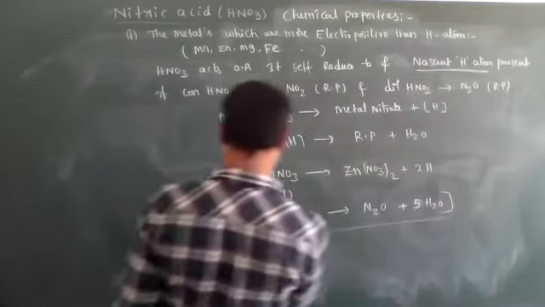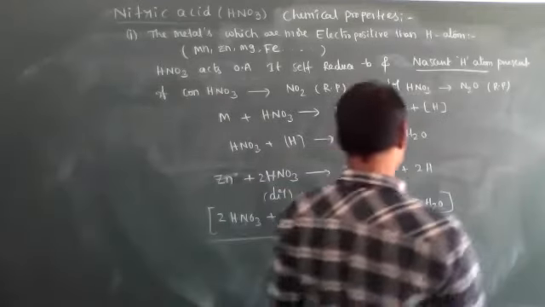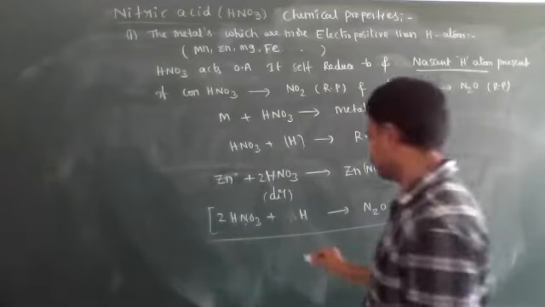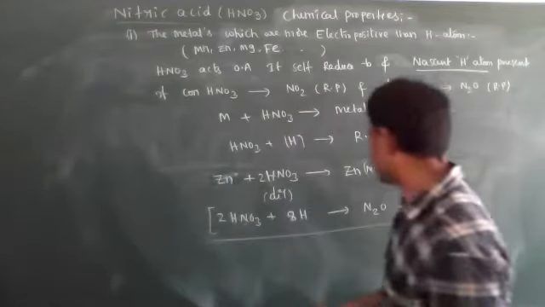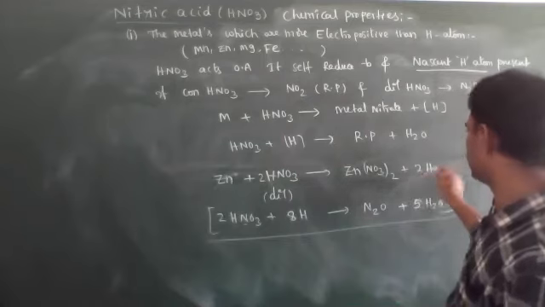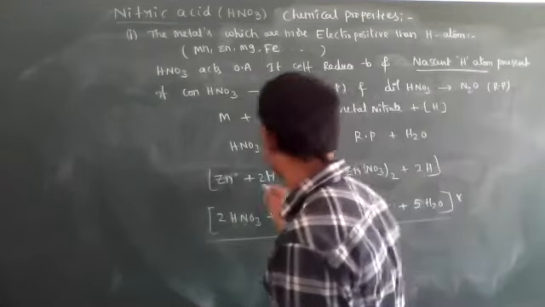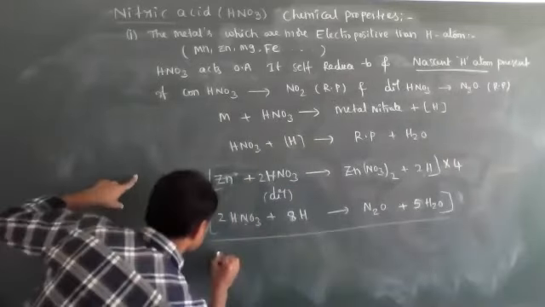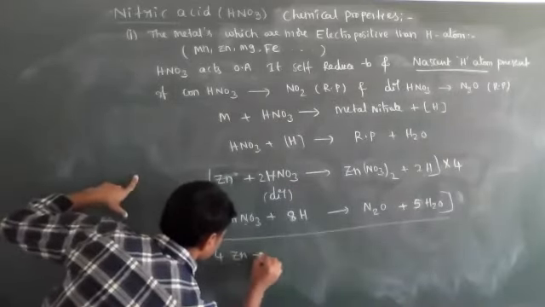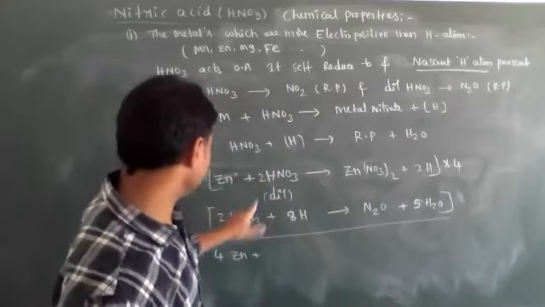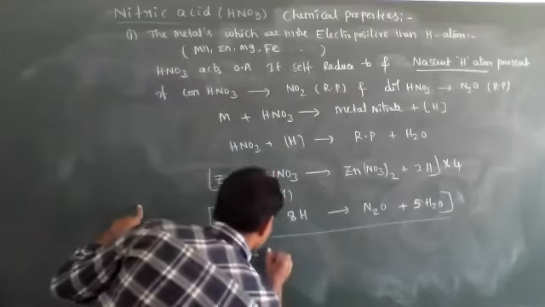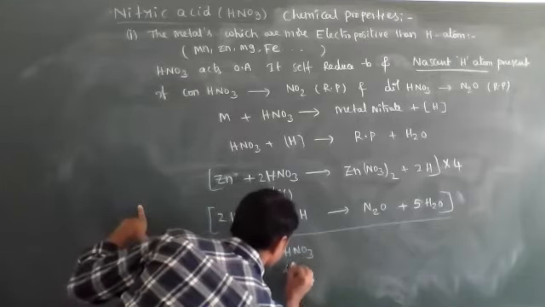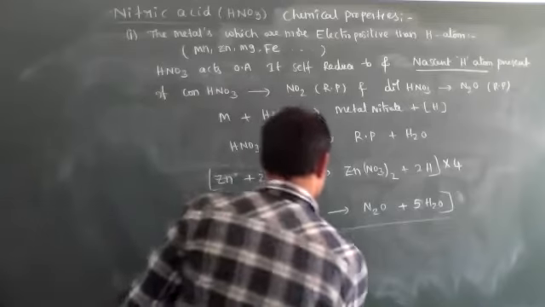That's why for 8 hydrogen atoms, I have to multiply it. 8 hydrogen atoms I used, but here 2 only present. Then the above equation I have to multiply with 4. Then 4 moles of zinc reacts with 8 plus 2, 10 moles of HNO3, 10 moles of dilute HNO3.